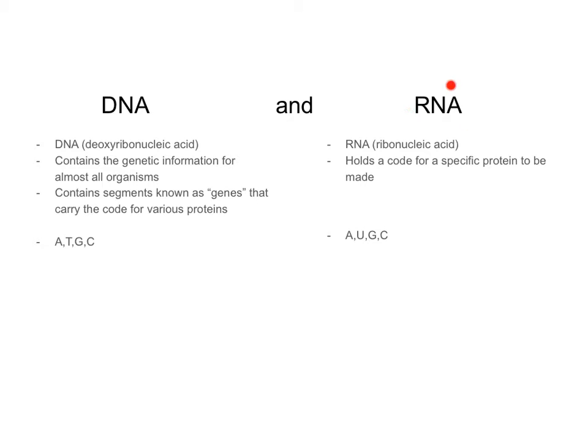And for RNA, RNA is ribonucleic acid, and that holds a code for a specific protein to be made, and the nucleotides there are A, U, and then G, C. A and U correspond with each other, and G, C.